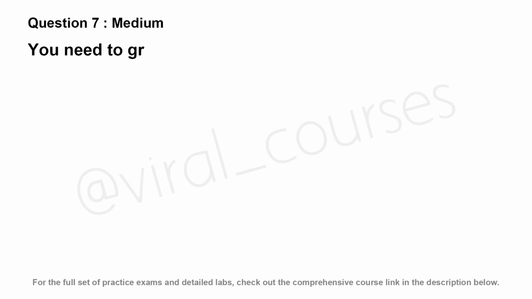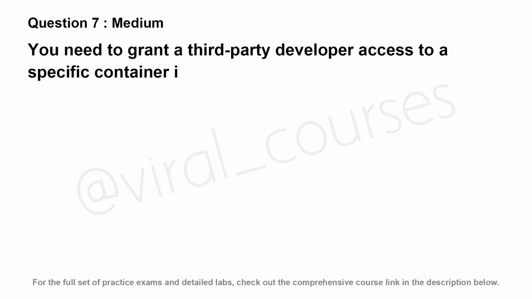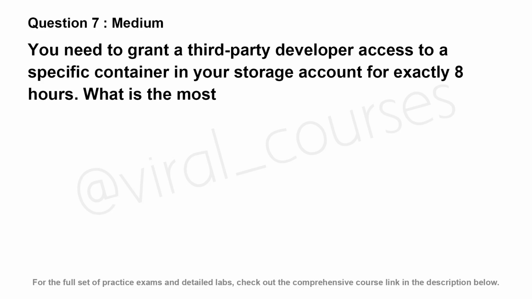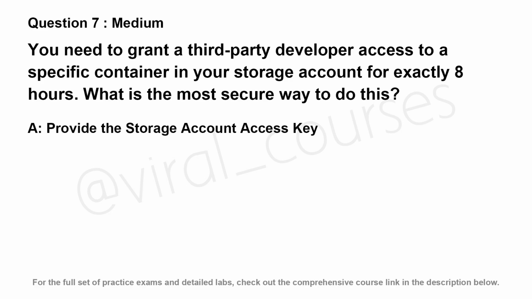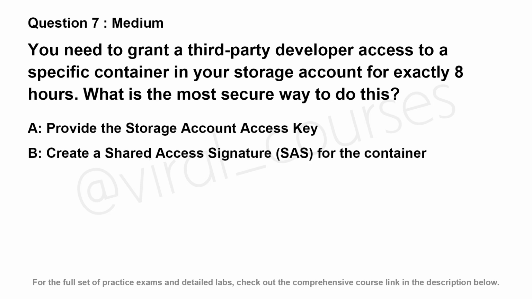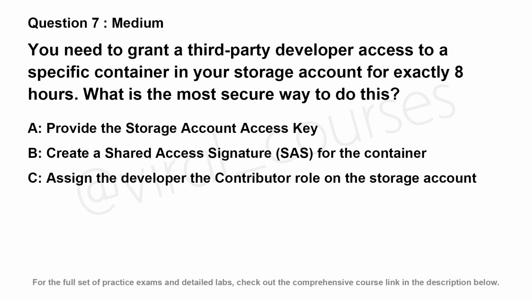You need to grant a third-party developer access to a specific container in your storage account for exactly 8 hours. What is the most secure way to do this? Option A, provide the storage account access key. Option B, create a shared access signature, SAS, for the container. Option C, assign the developer the contributor role on the storage account. Option D, create a public link for the container.